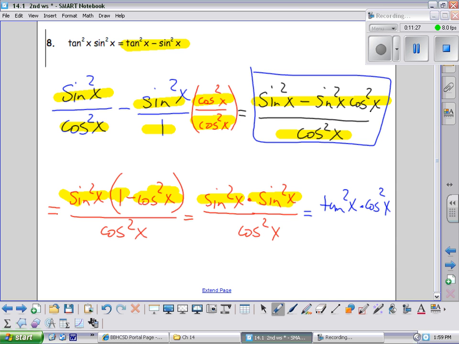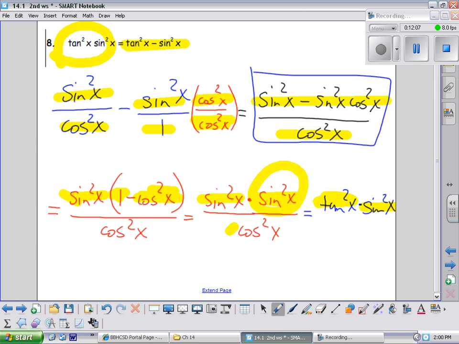And now I keep looking back up to this top left and saying, well, what do I got here? And then I say, well, sine squared over cosine squared, that must be tangent squared. And then I've got this sine squared left over. I wrote the wrong thing here. Should be right there. All right.